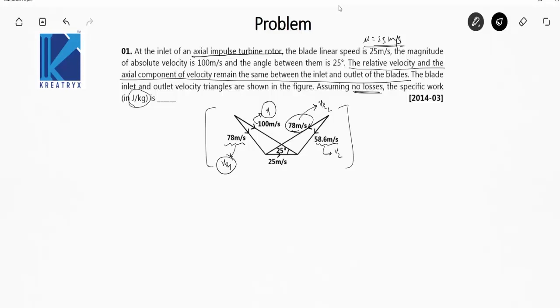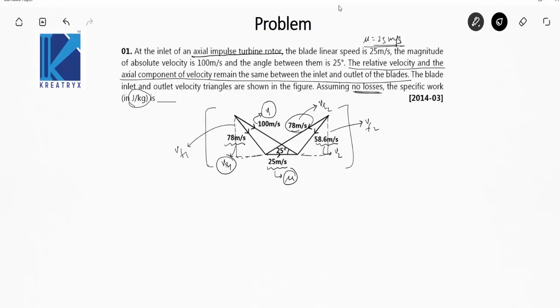25 meter per second is what? This is u, the blade linear speed, and the angle between the absolute velocity and the blade linear speed is 25 degrees, that is also given to us. So can I say this vertical component is vf2. Similarly here the vertical component is vf1.